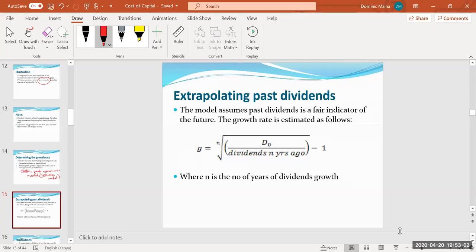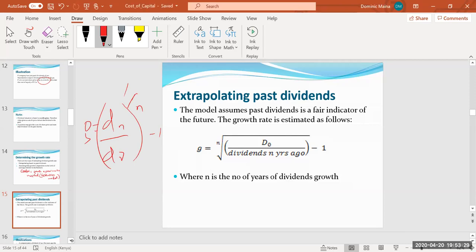Okay, and that's how we estimate. So don't worry about this formula you have here. Just simply G is equal to the nth root of D over D naught, minus one. That simply is how we estimate the annual growth rate in dividend, which we use to estimate the cost of equity.